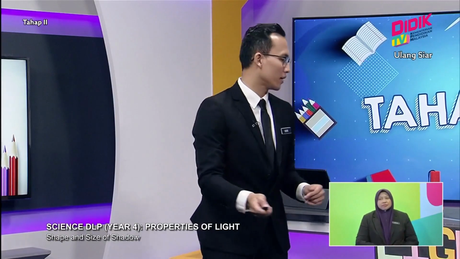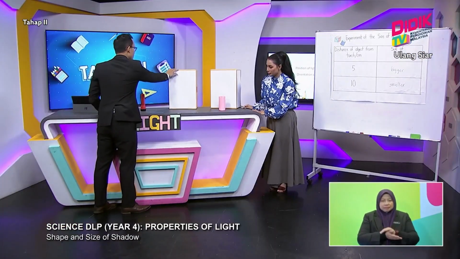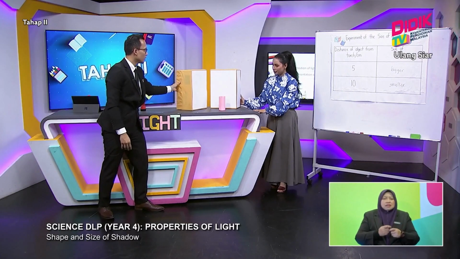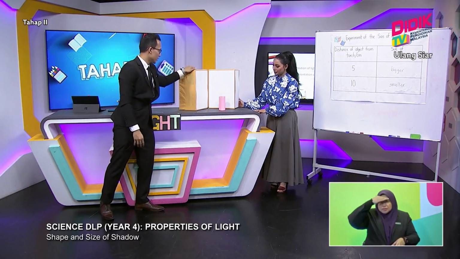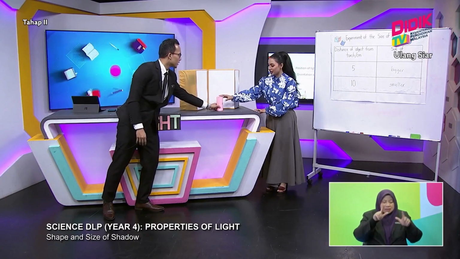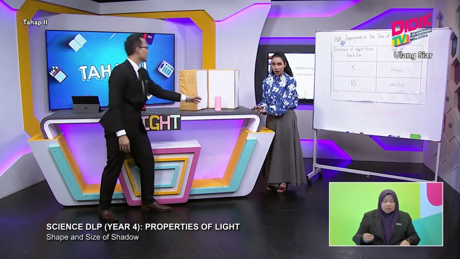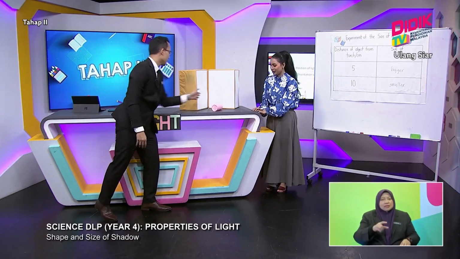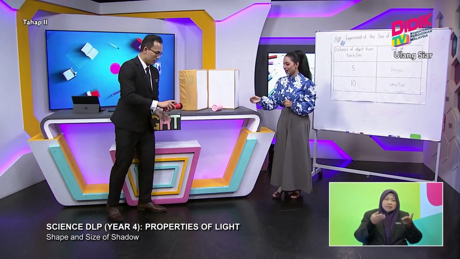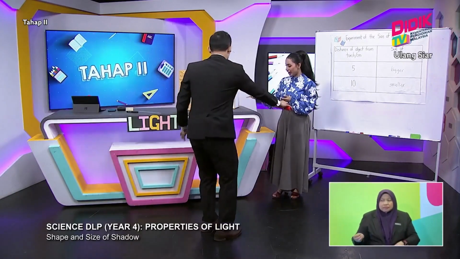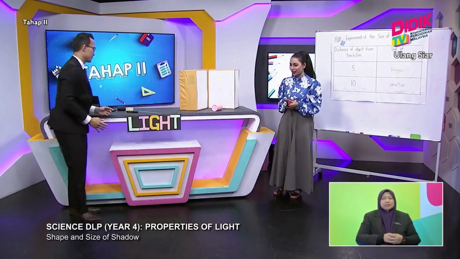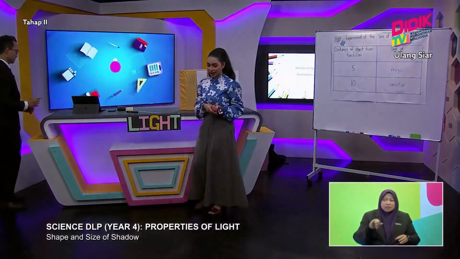All right, Mr. Quek. What do we mean by changing the position of the light source? Now we have two screens here. I'm going to place it horizontally. Shafika, I need your help to shine upon the object from this angle and also this angle. You shine it from here, and here. Let's do that. I'll move here first to shine it here.